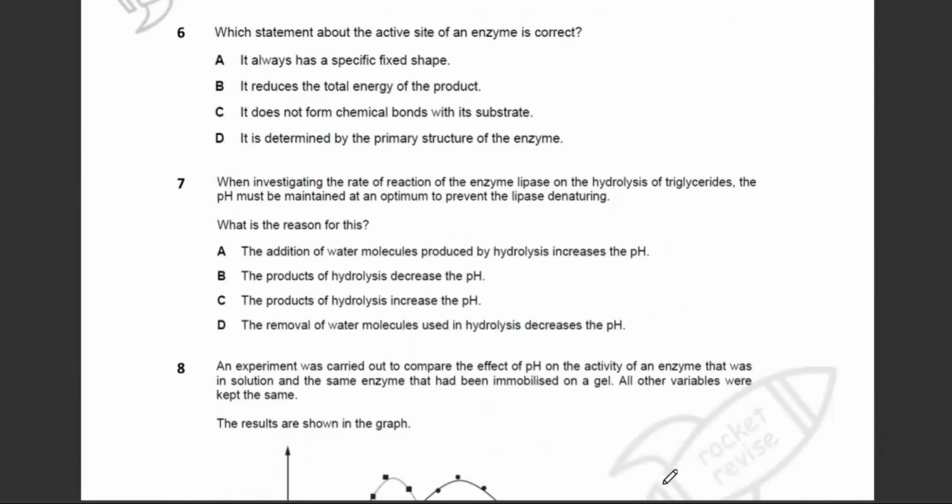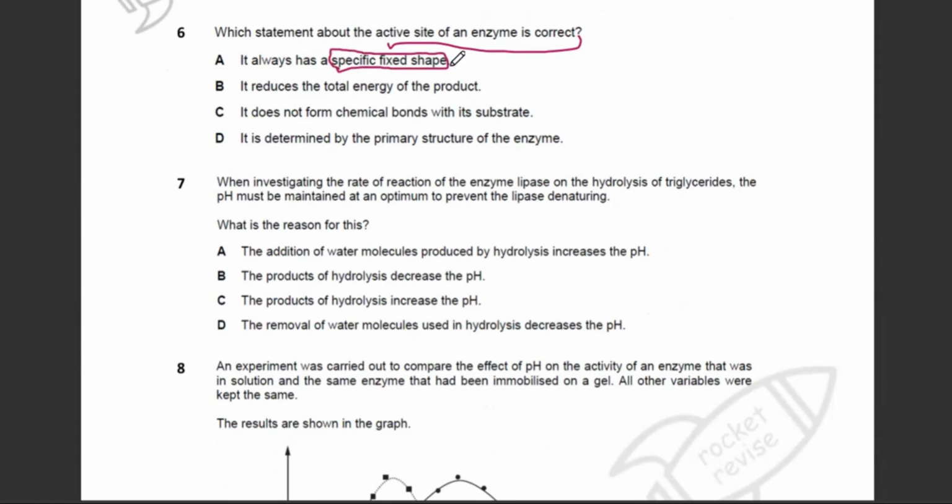6. Which statement about the active site of an enzyme is correct? A. It always has a specific fixed shape. Usman, you were present in yesterday's class. How can you say that it always has a specific fixed shape?